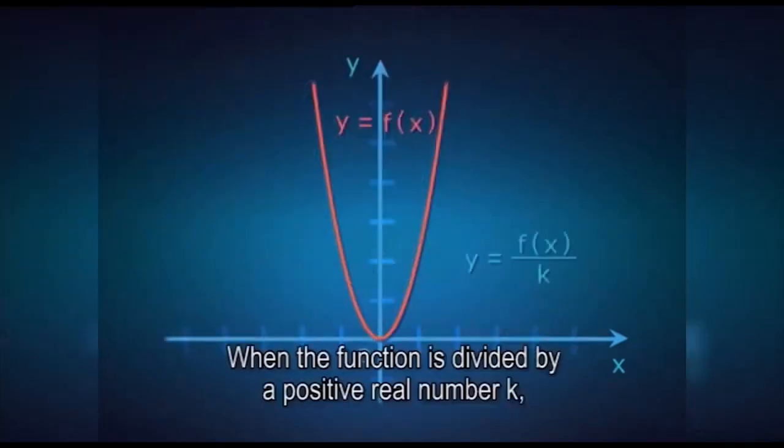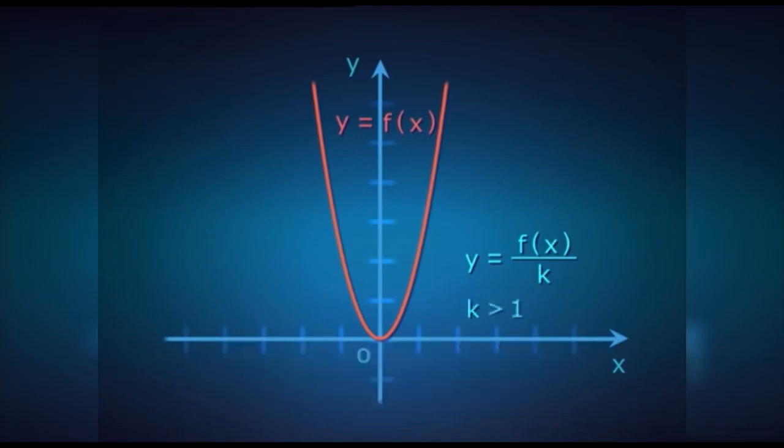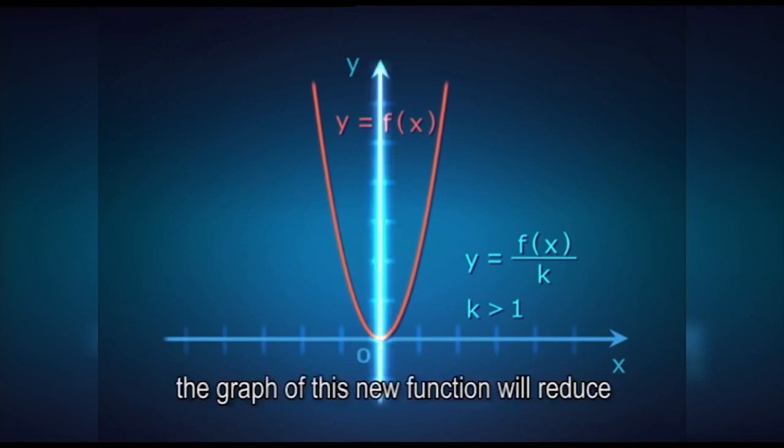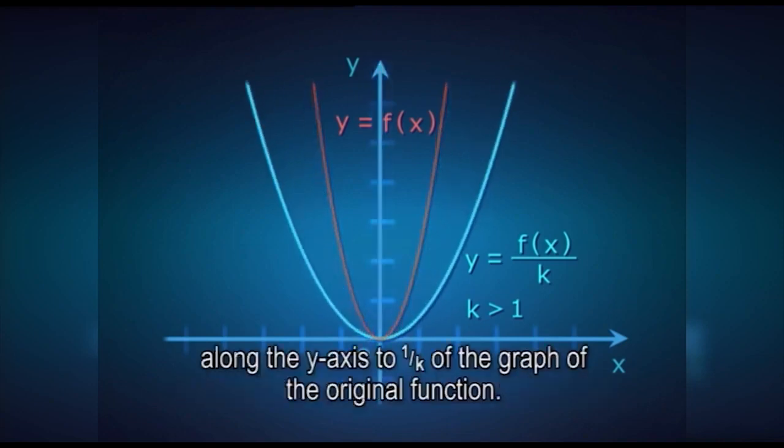When the function is divided by a positive real number k, while k is greater than 1, that is, the dependent variable is divided by k, the graph of this new function will reduce along the y-axis to 1 over k of the graph of the original function.